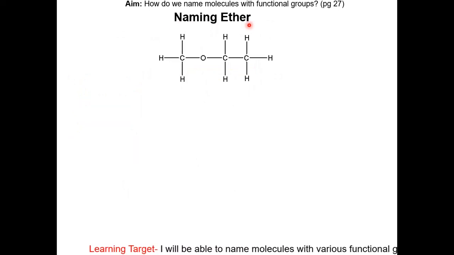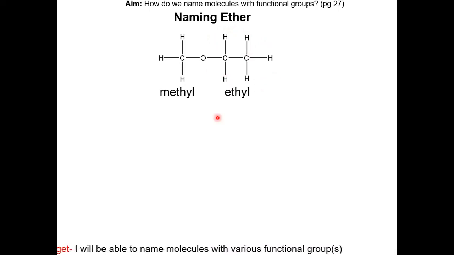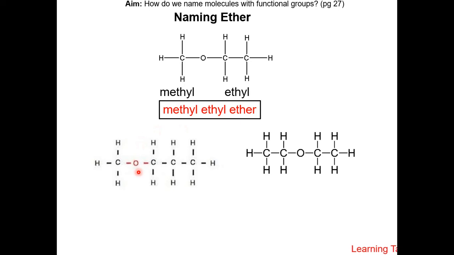Next, for naming ethers, we first have to identify the R groups. In ethers, the R groups are alkyl groups. This alkyl group is a methyl group. This alkyl group is an ethyl group. By looking at Table R, the ending for ether is ether, so the name of this compound is methyl ethyl ether.